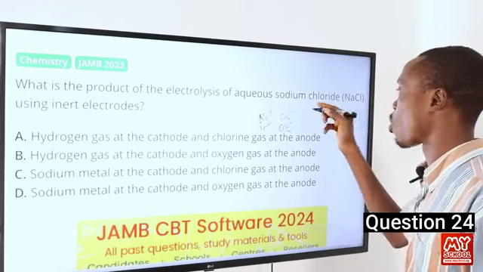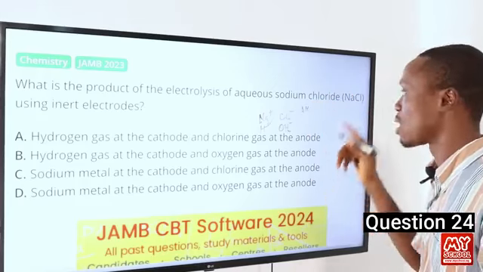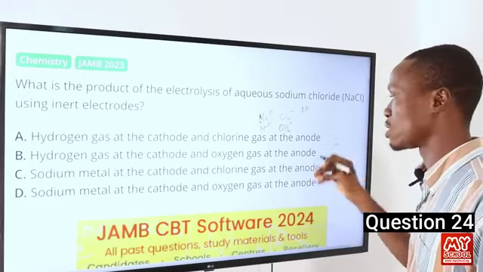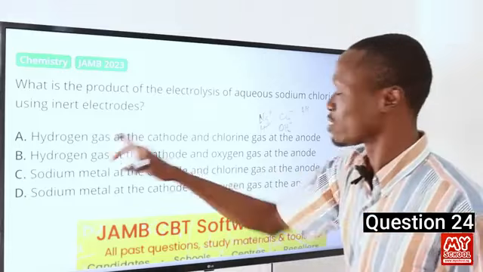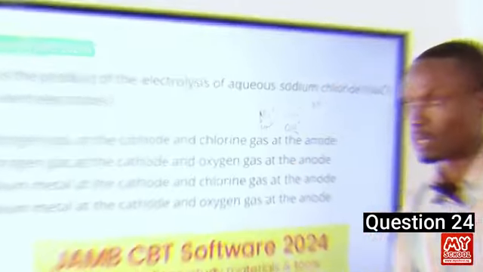Then it will combine with another hydroxide ion to form one molecule of water and oxygen. So this one oxygen atom will combine with another oxygen atom to form oxygen gas at the anode. That is the reason why our answer to this question is option B.